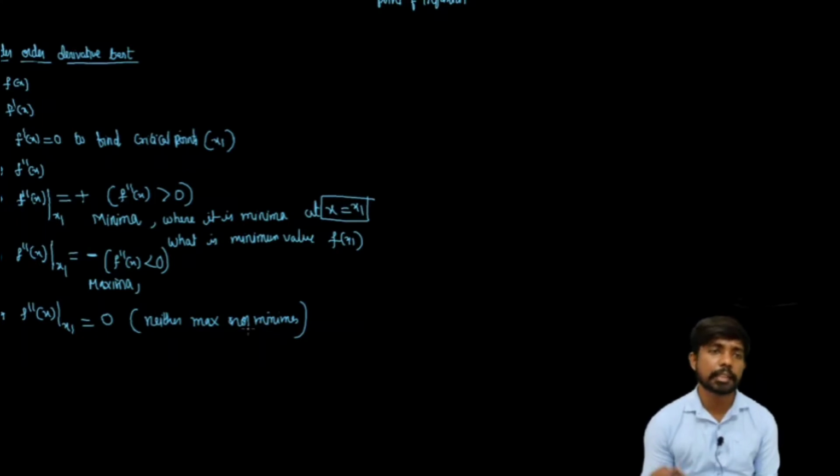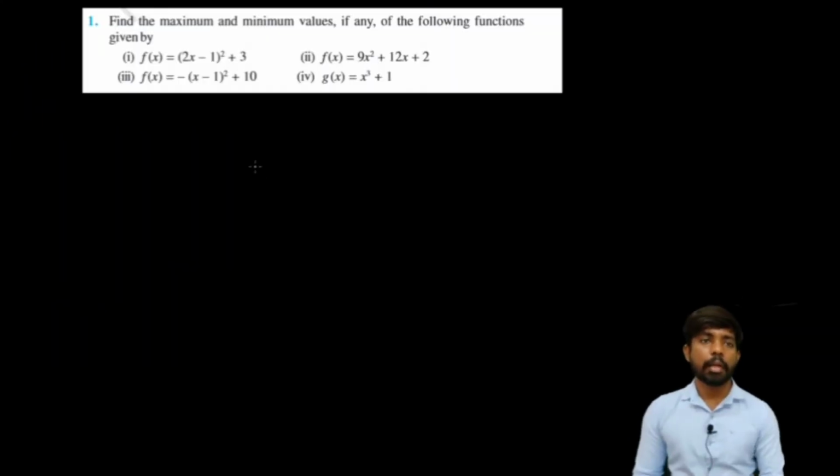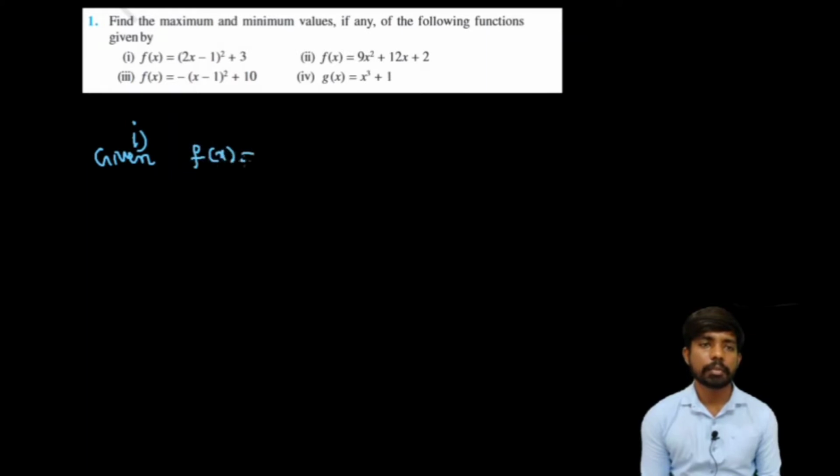Now we will start the exercise problems. Here we have a question: find the maximum and minimum values, if any, of the following function given by. First problem: given f of x equals (2x minus 1) whole squared plus 3. So this is a function; differentiate with respect to x.